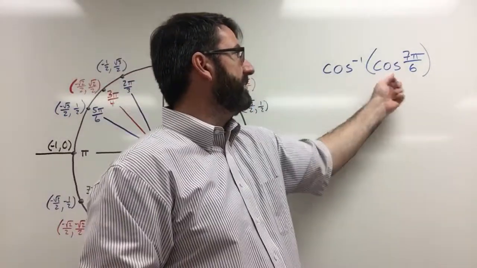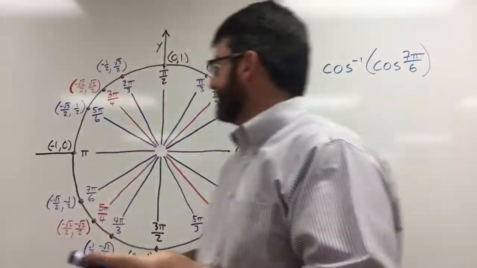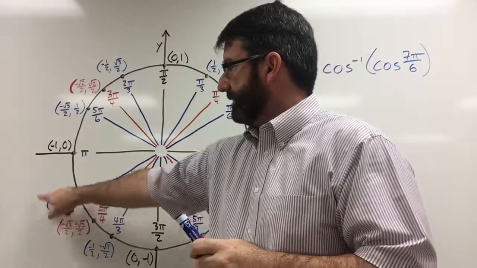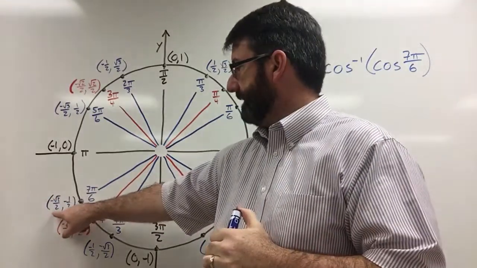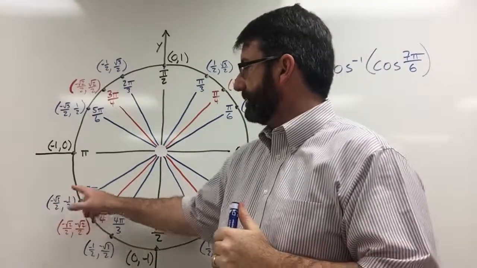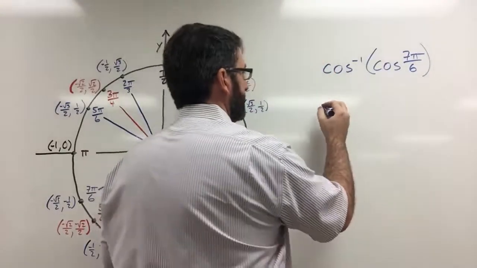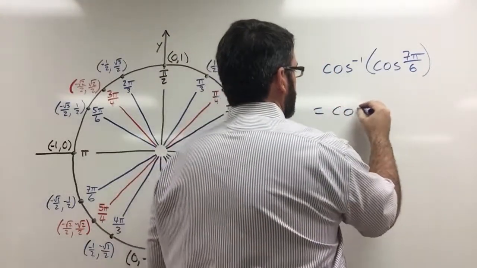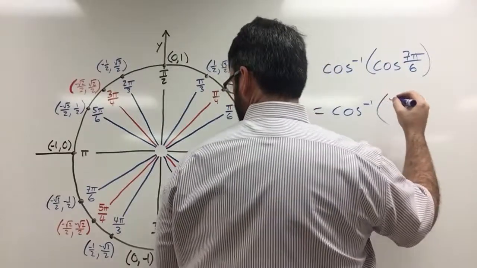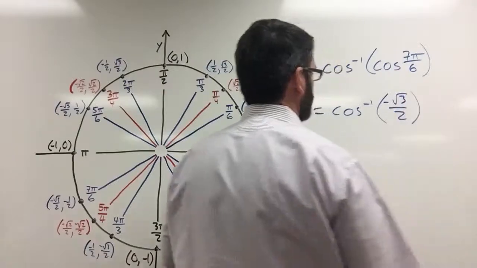So first let's find the cosine of 7 pi over 6. So let's go to our unit circle, go to 7 pi over 6. The cosine is the x value, so the cosine of 7 pi over 6 is negative square root of 3 over 2. So let's write that in here. This is equal to the inverse cosine of negative square root of 3 over 2.